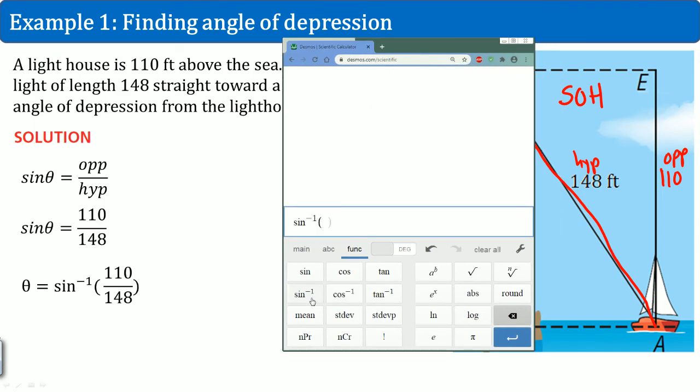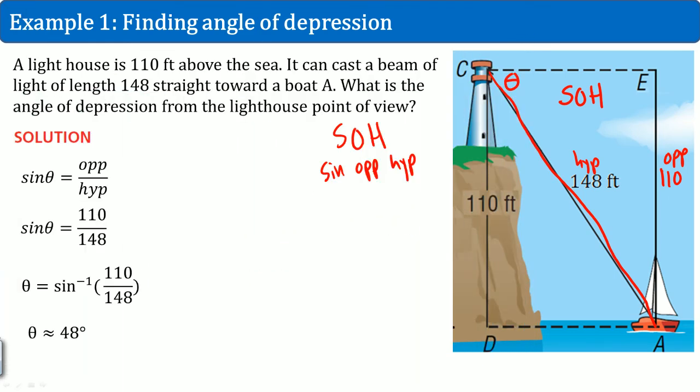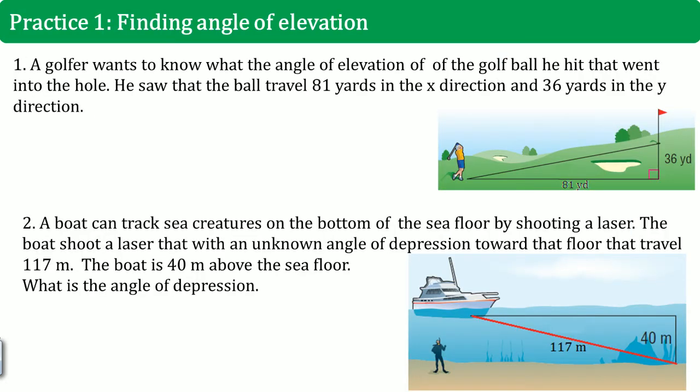Sine inverse 110 divided by 148 gets me 48 degrees. Theta is equal to 48 degrees. That is the angle of depression. Here are your two problems that you should practice. Please pause the video and give this a try. Number 1 asks you for the angle of elevation, and number 2 asks you for the angle of depression.